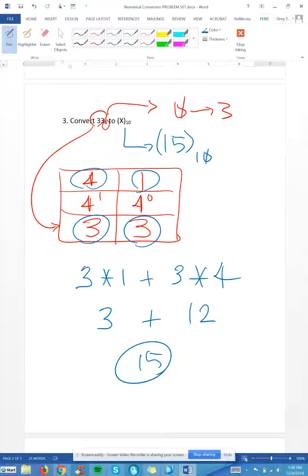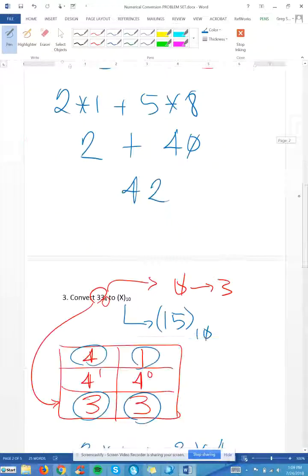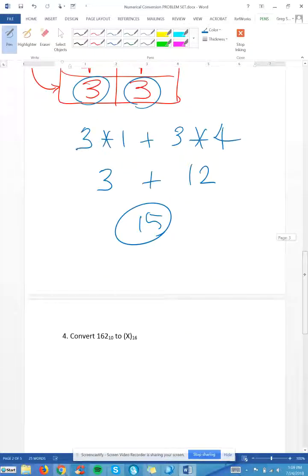Once you get the hang of it, the critical piece is to make sure which direction you're going. Anytime you're going from an arbitrary base, and when I say arbitrary, I mean anything other than 10, to the decimal number system, this is the format that you follow. But that isn't always the case, right? So let's go to the next problem and see what we've got.